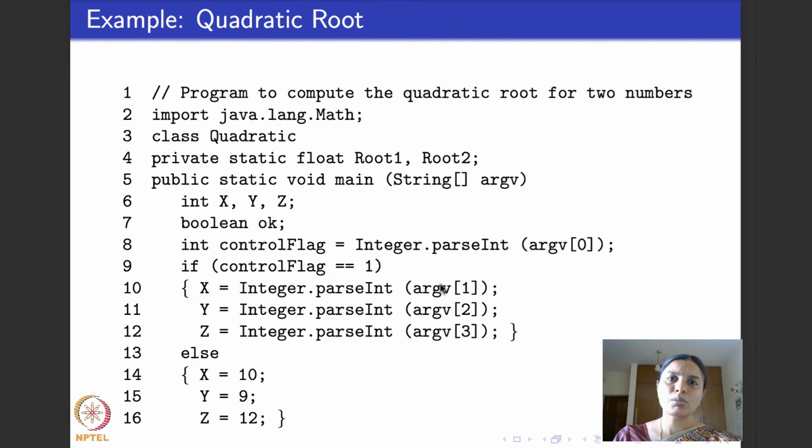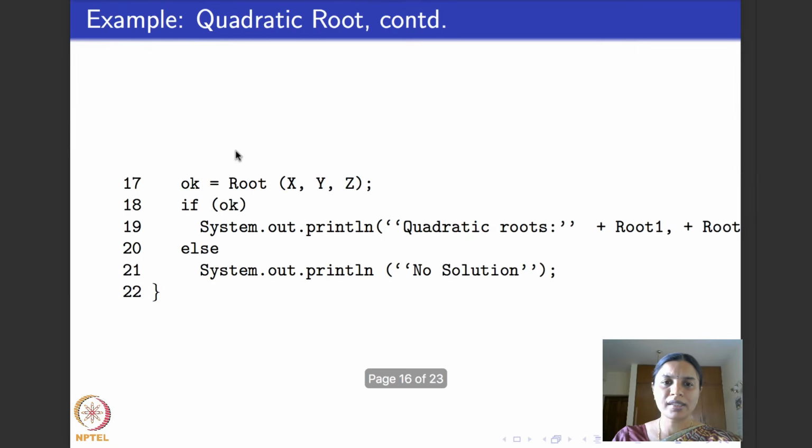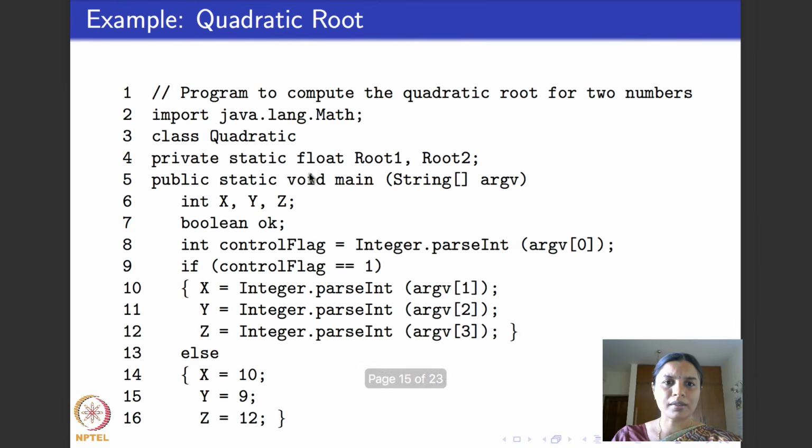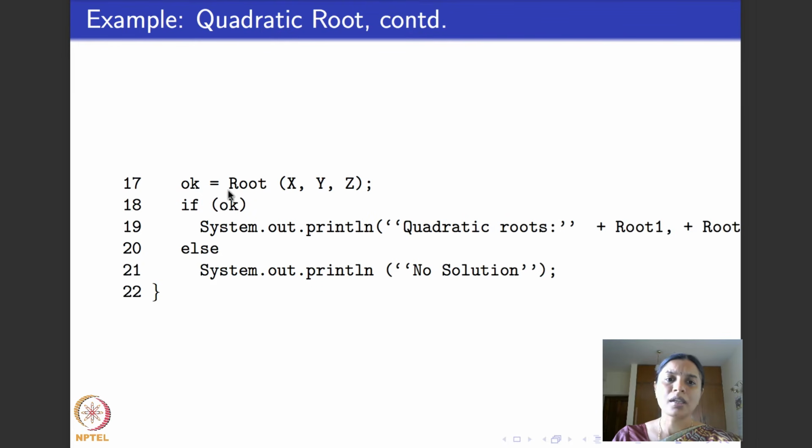So what is the focus here? Remember, the focus here is to be able to look at interfaces. So where is the interface? The interface is at this statement. This is the call site where this main quadratic class calls a method root with three formal parameters x, y and z, which are the coefficients of the quadratic equation that I am considering.